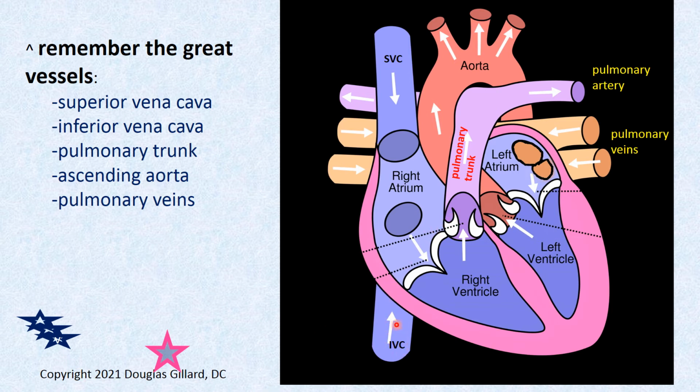Some authors leave this one out and don't include that as a great vessel. Some do, some don't. We have a pulmonary trunk. We have the very important ascending aorta behind the pulmonary trunk, a great vessel. And then we have these pulmonary veins, 4 of them coming into the left atria. And then we have pulmonary arteries going away from the right ventricle there.